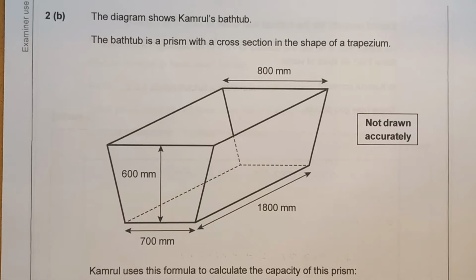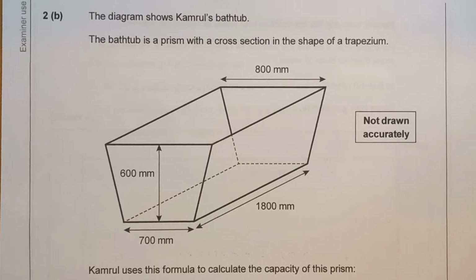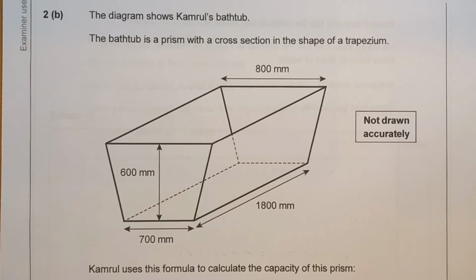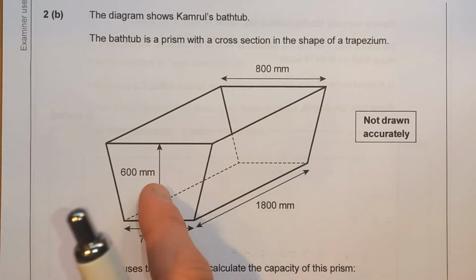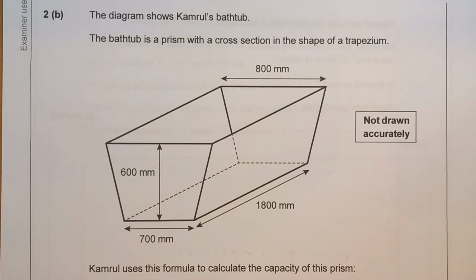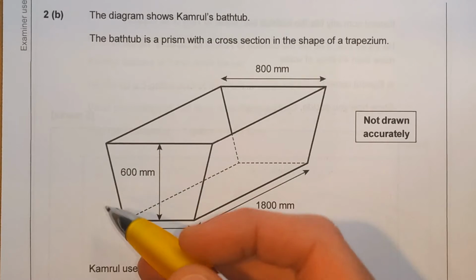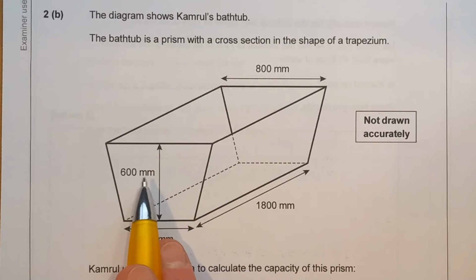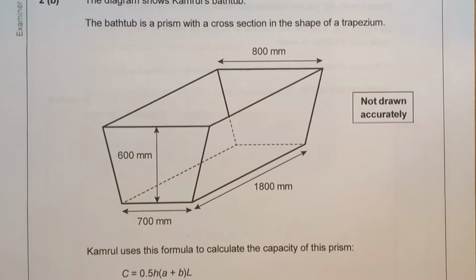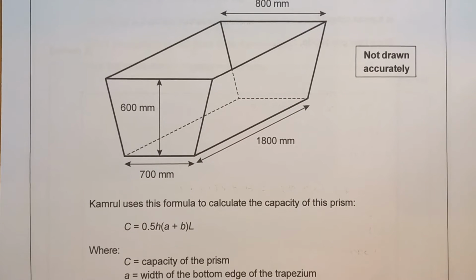2b. The diagram shows Cameron's bathtub. The bathtub is a prism with a cross-section in the shape of a trapezium. If you remember, a prism is basically a 3D shape where the cross section, the shape at one end, is the same all the way through the shape. This end is a trapezium, so it's a trapezium all the way through. We've got our measurements on here, all of them in millimetres.